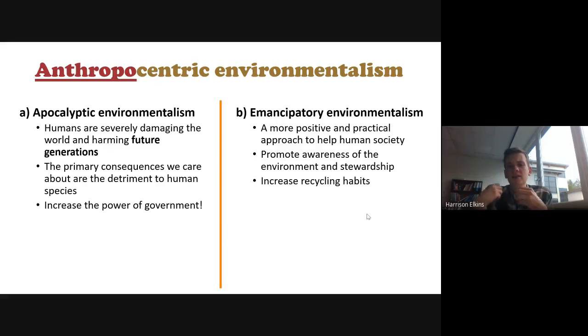Emancipatory environmentalism is more like, well, let's help human society. And so let's promote awareness and education, not necessarily government regulation, but more just education, and create this culture of recycling and just the freedom to do that in order to help our society run well. Okay, so those are both considered to be anthropocentric because they're both about human society and helping us thrive.